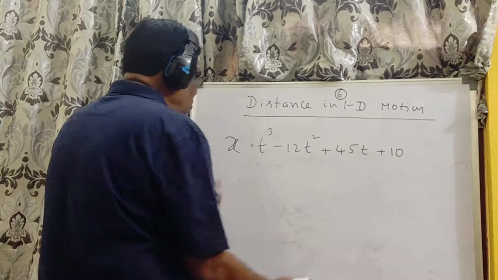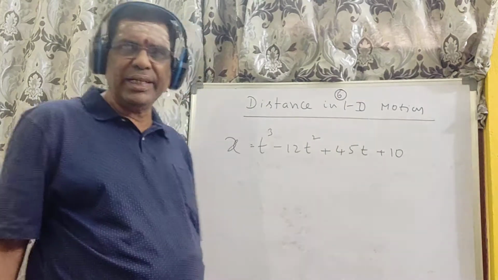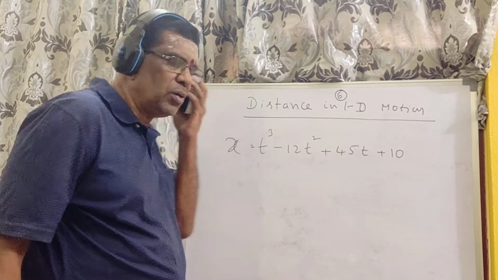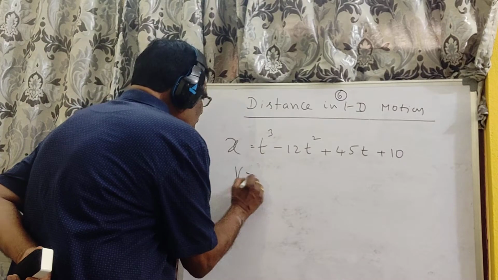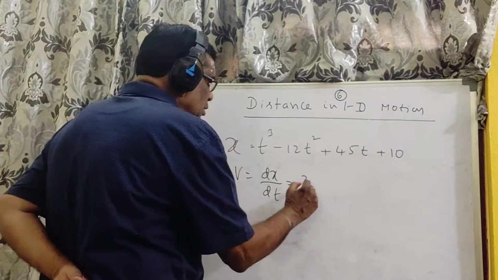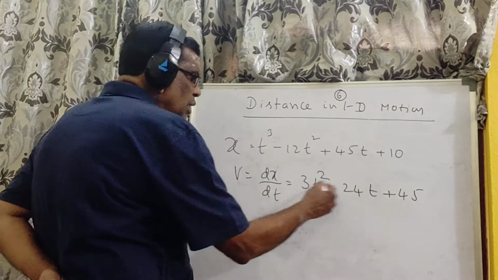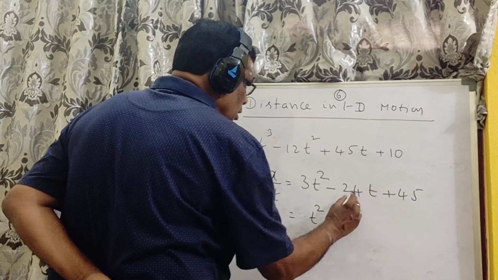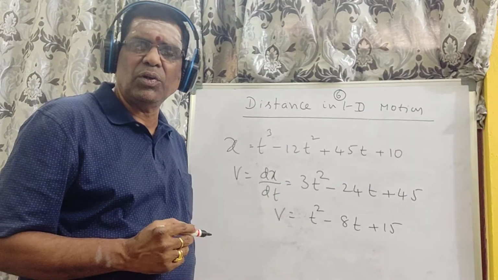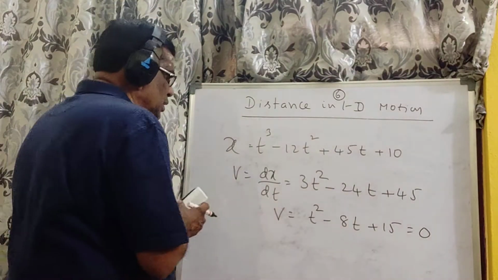This is the theory. I am just giving you one example here that x is equal to, this is the expression. Now, as I said, I want to find out where the velocity is zero. You remember? So, how do I get that velocity? dx by dt. And I said I'll get that velocity expression. This is 3t square minus 24t plus 45. 3 is common in this, you can say t square minus 8t plus 15. This is your velocity. And what is it that I want to get from this? I want to get the time when the velocity is 0. So, equate it to 0. This is the procedure. Alright?